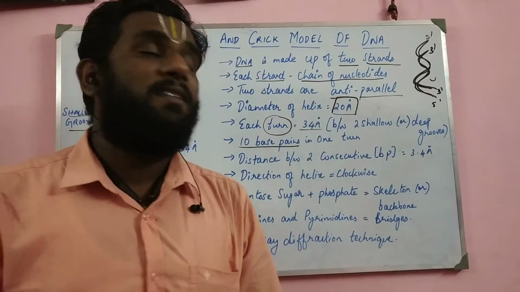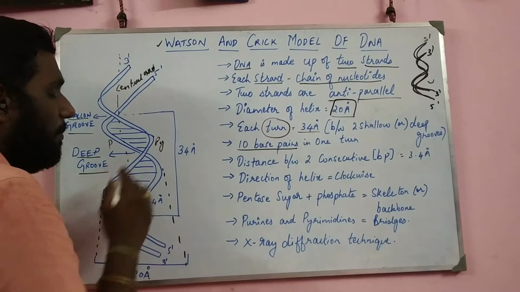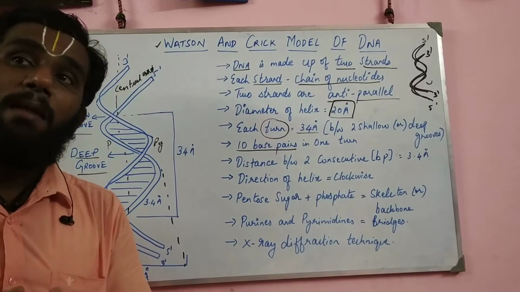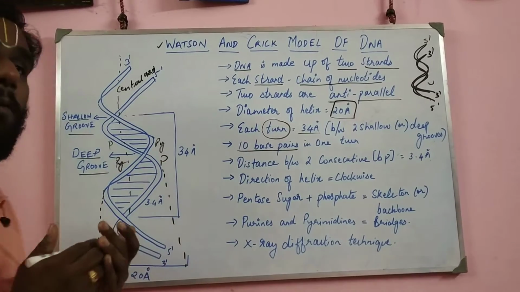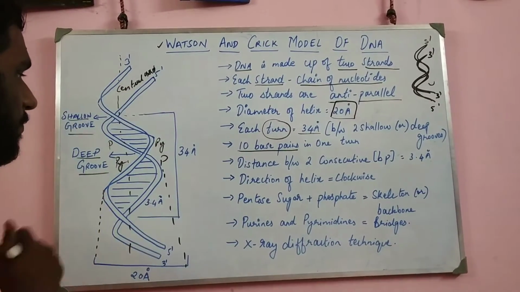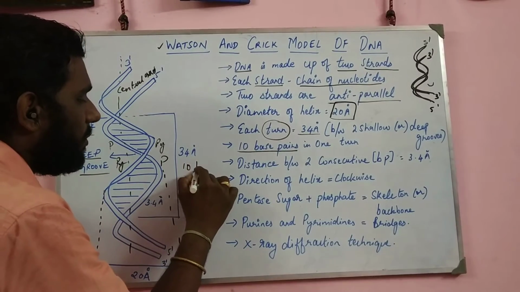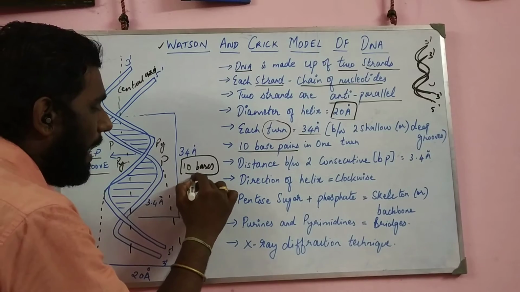Now, how will this be present? In one strand there will be a purine, in the other strand there will be a pyrimidine. And it can be the opposite also. In this strand it can be a pyrimidine and it can be a purine on this one. But if you look at one turn, totally it will contain only 10 bases, or I can say 10 pairs of bases.